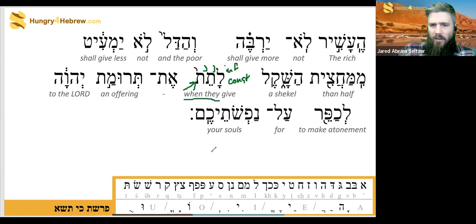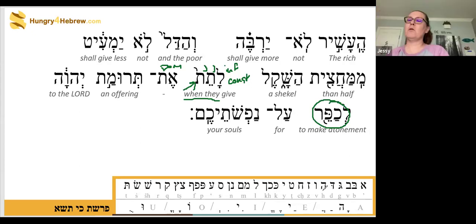Where does that come from? Well, what was said in the previous verse. Literally, it's to give. Give what? This answers direct object marker. Terumat Adonai, the contribution or offering of the Lord. Lechaper. There's that root again. What Hebrew word sounds like lechaper? What has the same root as lechaper?